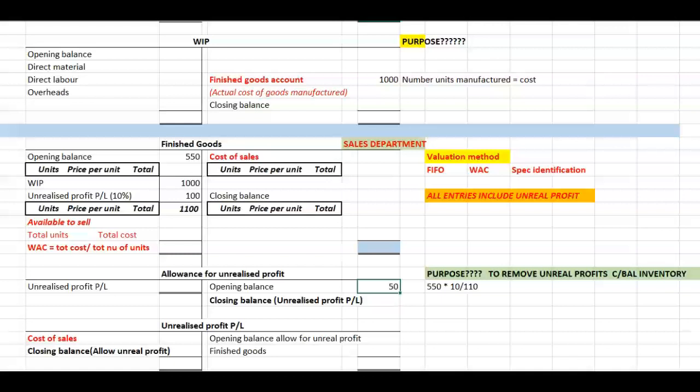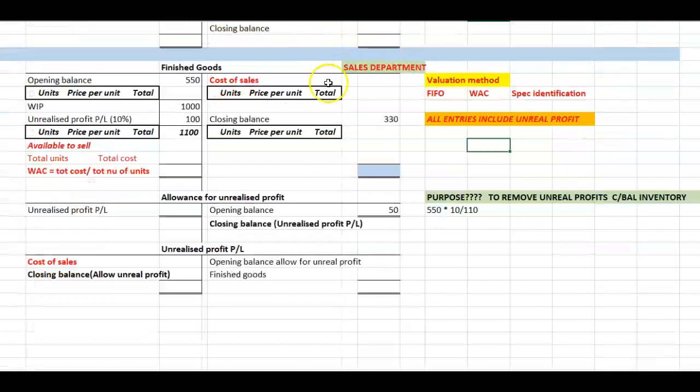Good. Let's assume here at year end, once we've done our calculations, our closing inventory is 330 Rand. We cannot show finished goods in our statement of financial position at 330 Rand. We must determine what is the unrealized profit, take it out, and we're going to show only the actual cost price as the inventory figure for finished goods.